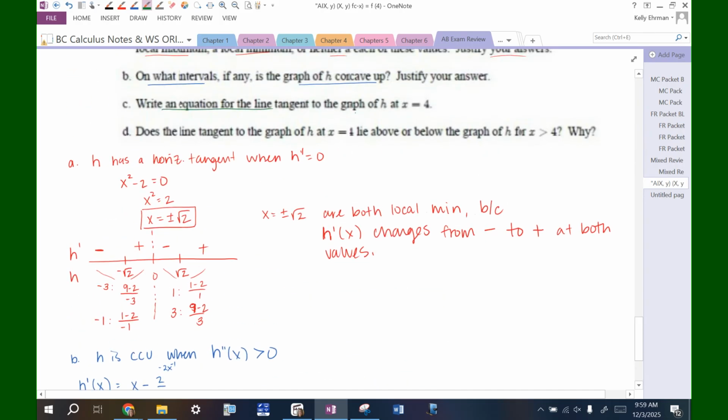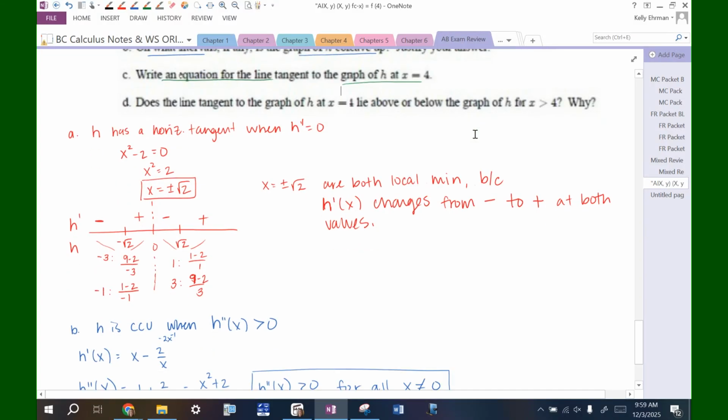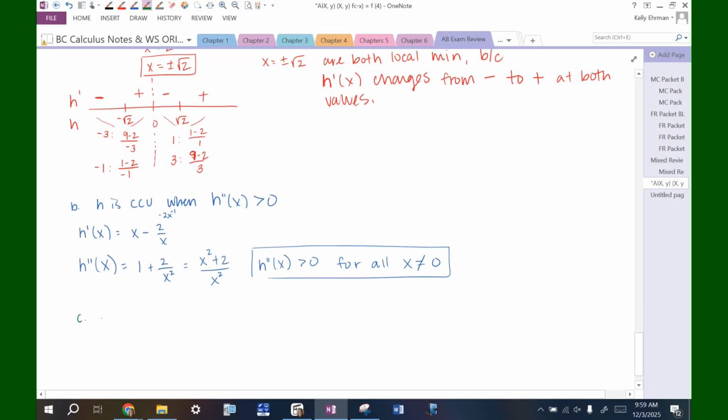Write an equation for the line tangent to the graph of h at x equals 4. All right, so that should be easy. We need a point and a slope.